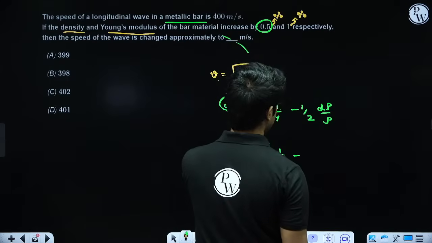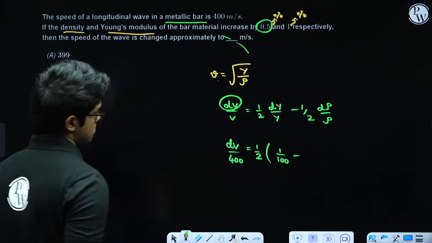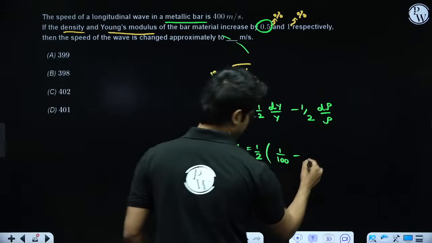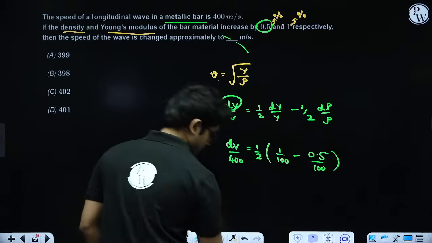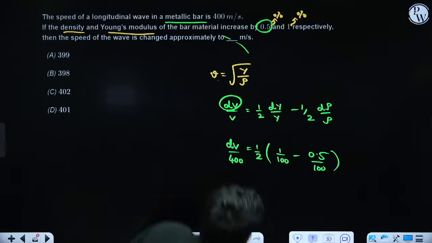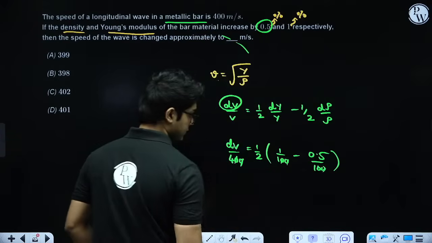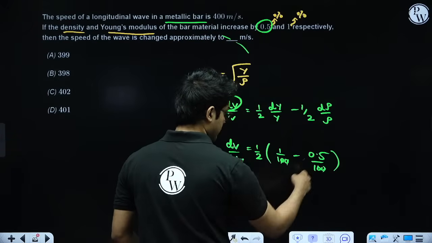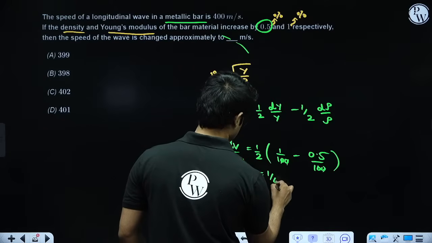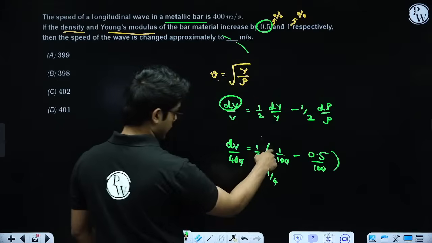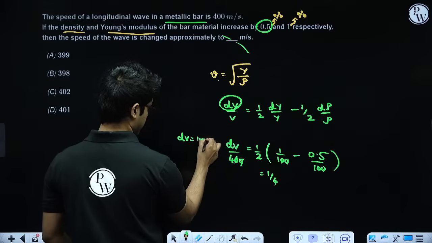Let me check the calculations a bit. Okay, it's fine. So 0.5 divided by 100. The 100 cancels off on both sides. 1 minus half is just half. So half multiplied by half is 1 by 4. 1 by 4 on the right side and 1 by 4 on the left side. So dV just becomes 1 meter per second.